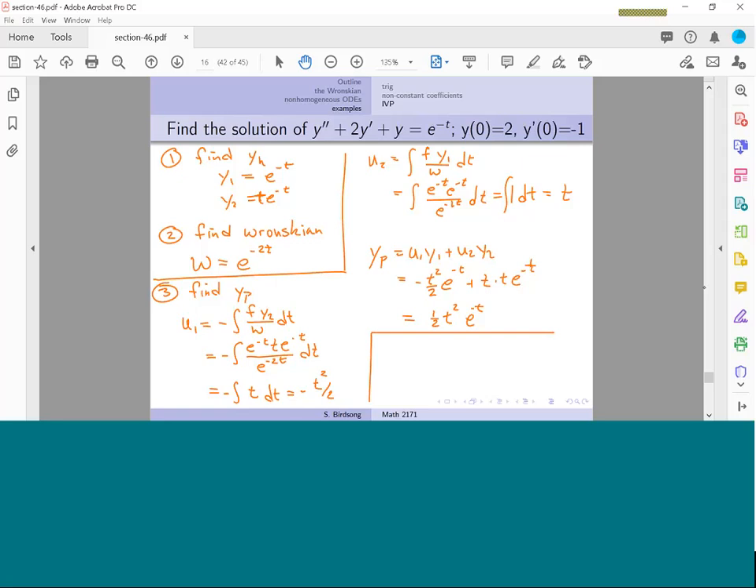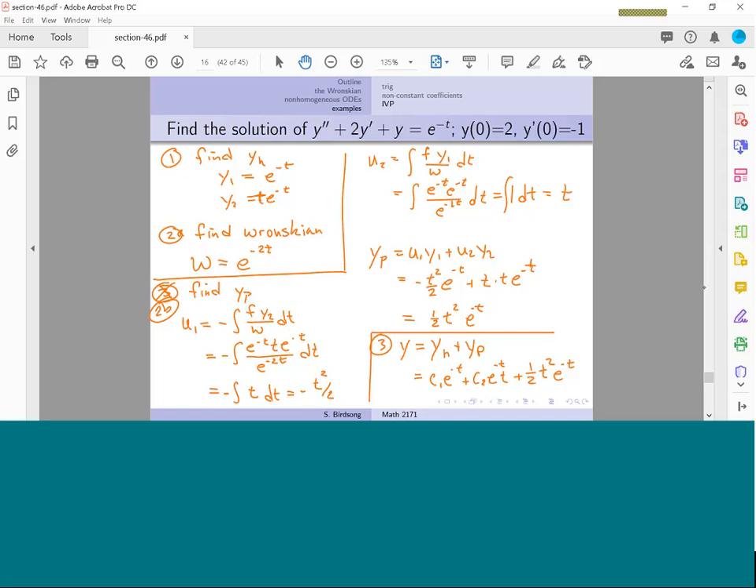Which means when we put this all together, I labeled these differently than before. That was 2a. This is 2b from before. This is 3. This means our general solution, which is y, homogeneous part plus particular part, is going to be c1 e to the negative t plus c2 t e to the negative t, plus the particular solution, which is 1/2 t squared e to the negative t.